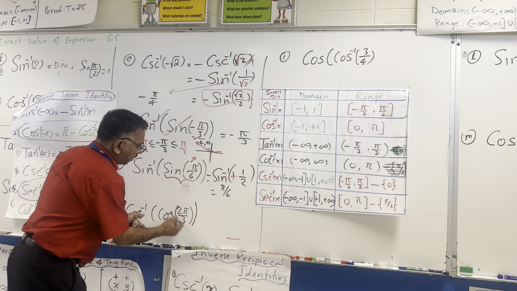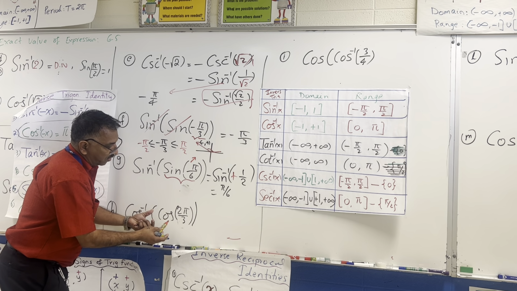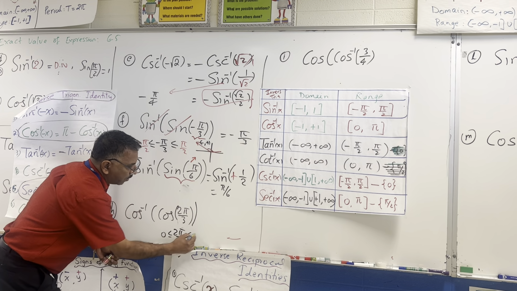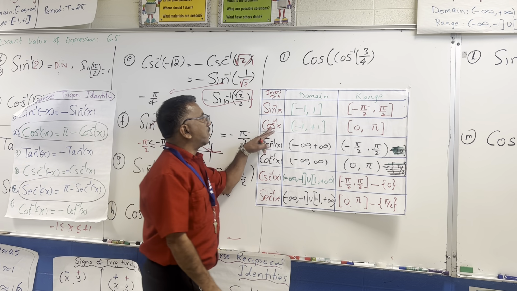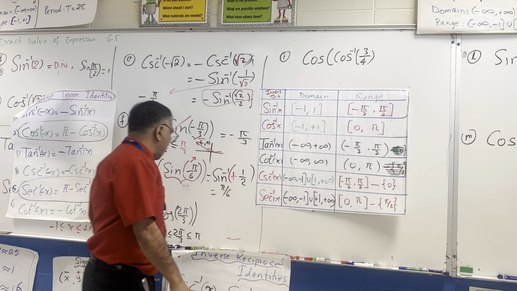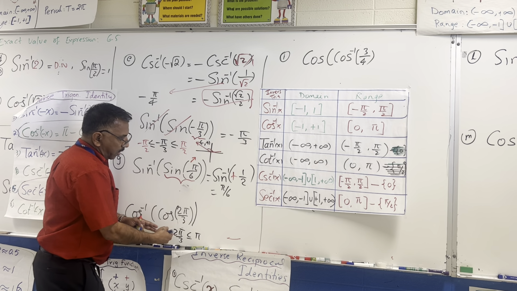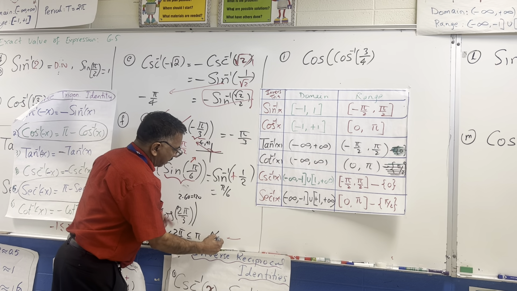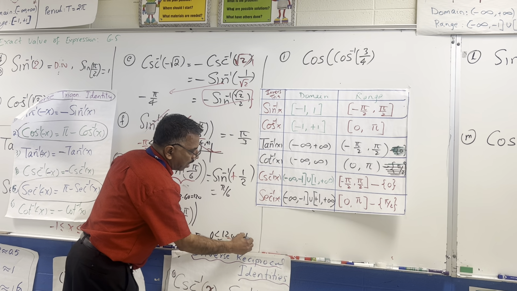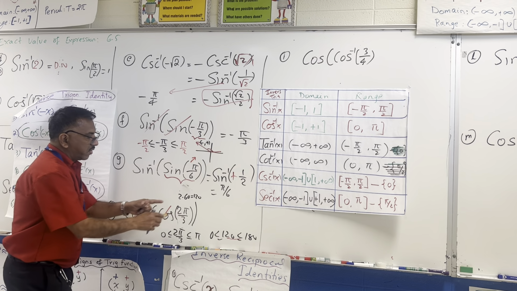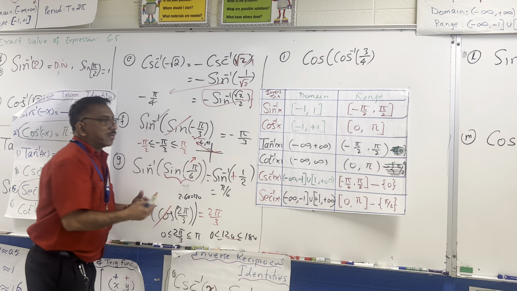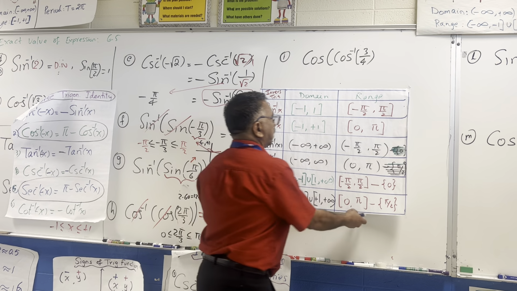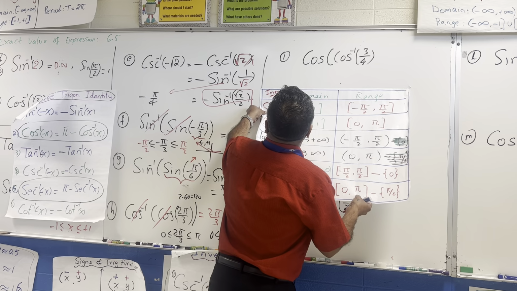Same thing here, this cosine 2 pi by 3. The question is, is 2 pi by 3 really between 0 to pi? Because the restricted domain for cosine inverse has to be 0 to pi. So this 2 pi by 3 is like 2 times 60, which is 120. And you can clearly see that this 120 is between 0 and 180. So we don't have to do anything, just write 2 pi by 3 straight away. Anything in the restricted domain of a trigonometric function, you can just cross it out.